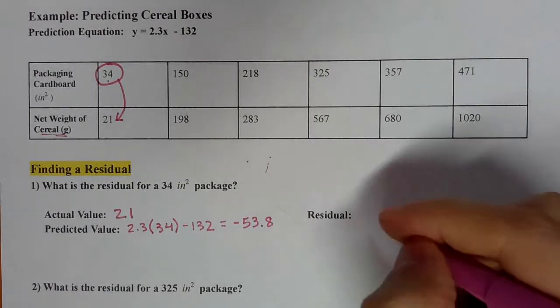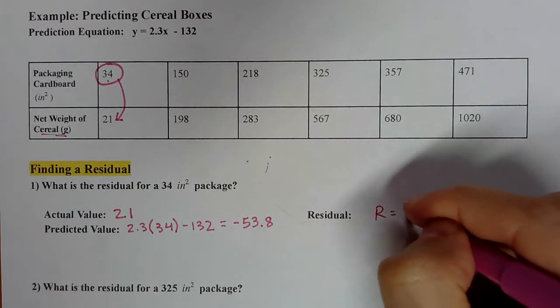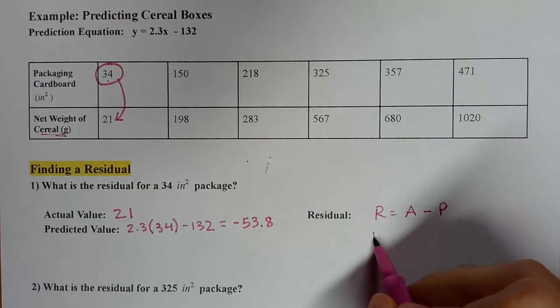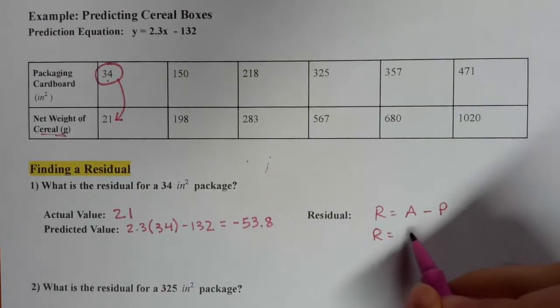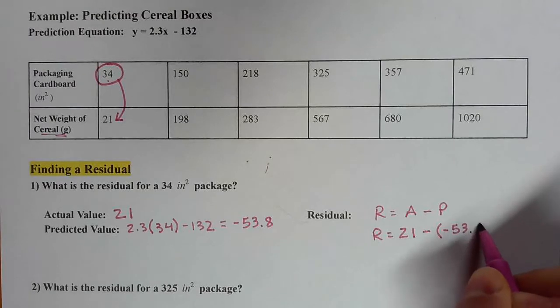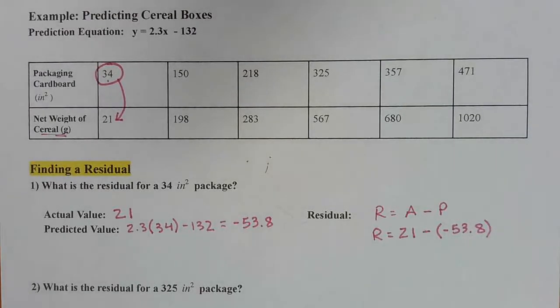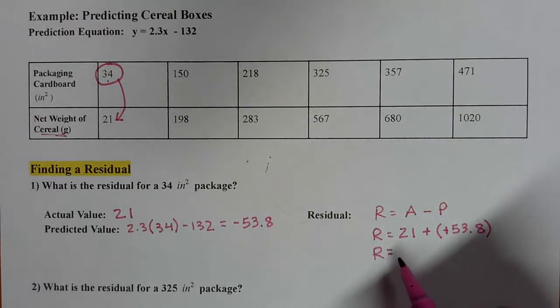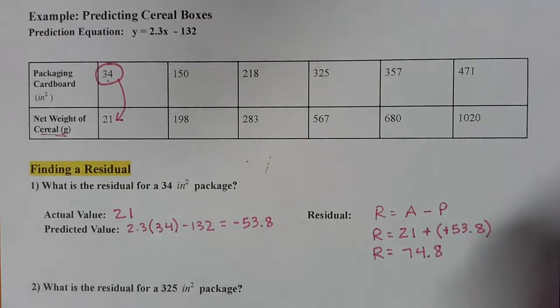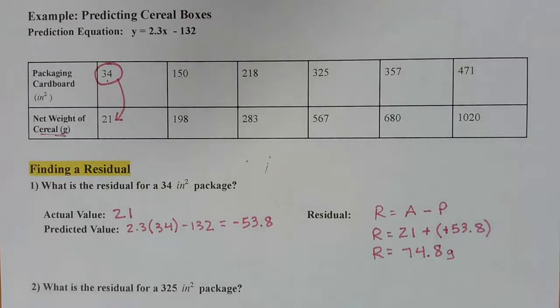Now to find our residual, we are going to take our actual data point and subtract our predicted data point. So our residual will be equal to our actual 21 minus our predicted negative 53.8. Subtracting a negative, plus. So our residual value is 74.8. And the unit on a residual is the same as the y. So the y was grams. So the residual is 74.8 grams.